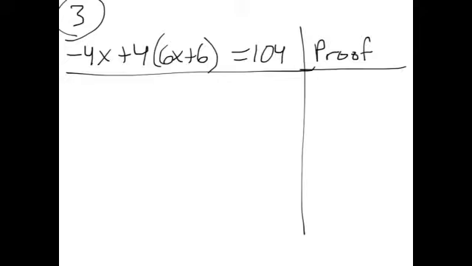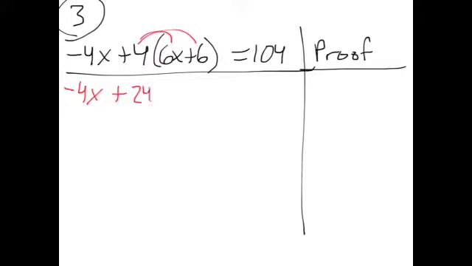On 3, it's a little bit more complicated. We got this parentheses stuff here. Remember, don't try to combine those. First, you have to get rid of the parentheses before you can combine anything. And what helps us get rid of those parentheses is the distributive property.